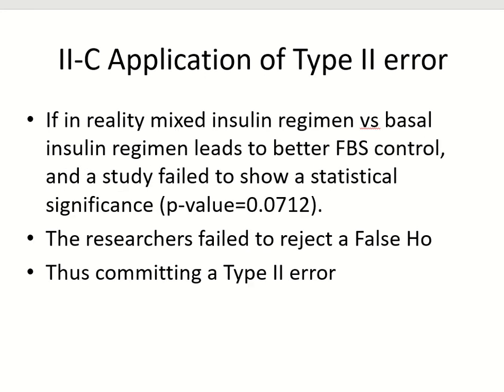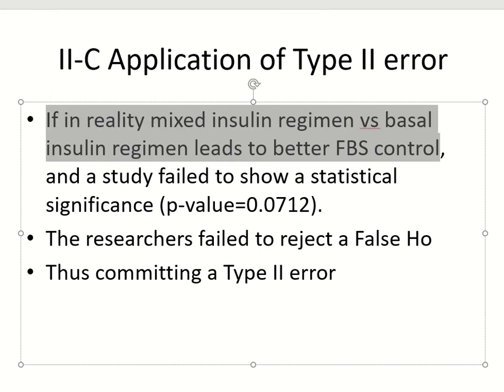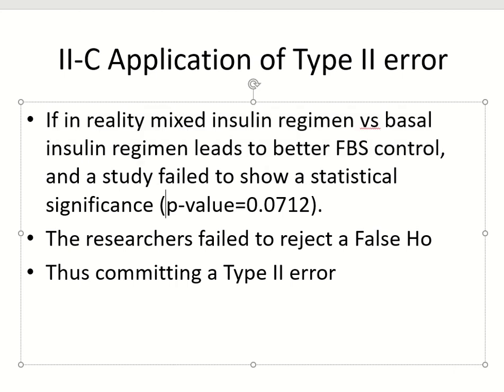Okay? Type 2 error: if in reality a mixed insulin regimen versus a basal insulin regimen leads to better fasting blood sugar control, if in reality there is a difference. So here again we are in the scenario where the null hypothesis is false. There is an impact, there is a change, there is an effect. However, your study yielded a p-value of 0.0712. So you're going to fail to reject the null hypothesis, and you're going to declare that there is no difference. So you're failing to detect an effect that actually exists. That would be a type 2 error.